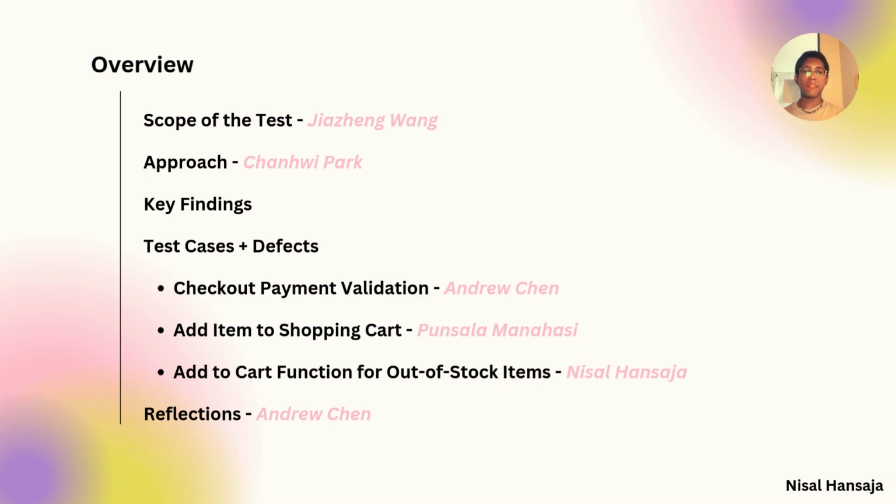This slide outlines our presentation structure. We will start with the scope of the test and the approach we used. Then we will go over the key findings from our testing. We will discuss 3 main test cases and defects. Finally, we will conclude with our reflections on the testing process.